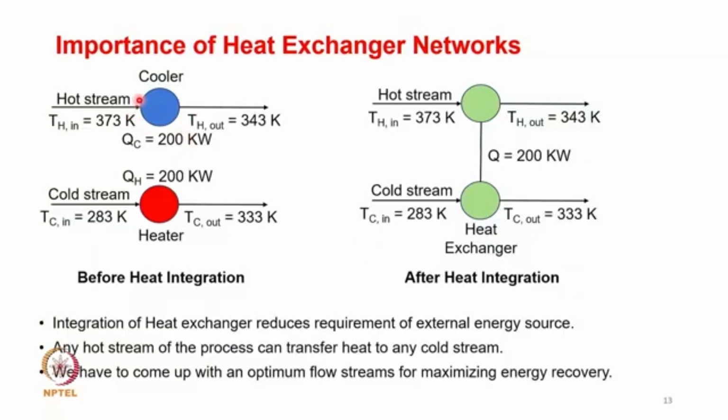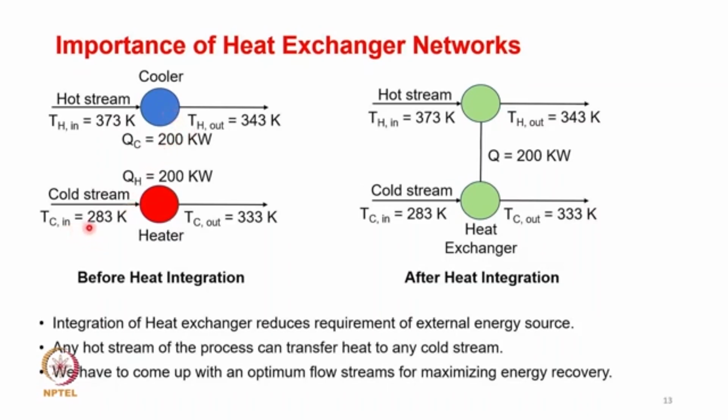You have a hot stream, and ideally you need to cool it down. The inlet temperature, Th in, is 373 Kelvin, and Th out is 343 Kelvin, and you need to typically impart around 200 kilowatt duty to effect this temperature change. Of course, one option is to use a cooler, which would take away all this heat.